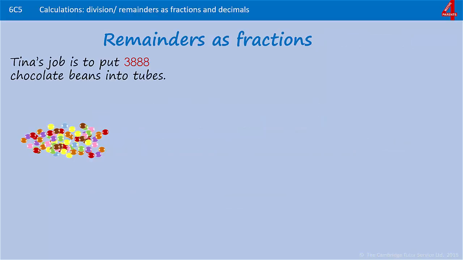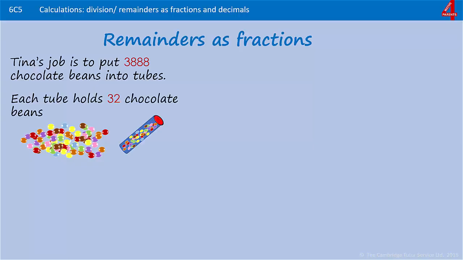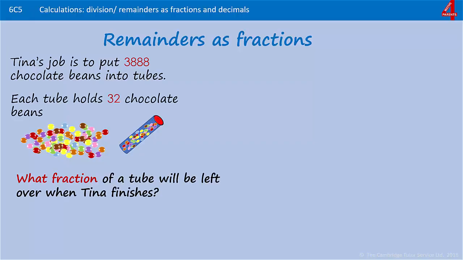First one we're going to look at. Tina's job is to put 3,888 chocolate beans into tubes. Each tube holds 32 chocolate beans. What fraction of a tube will be left over when Tina finishes filling the tubes?